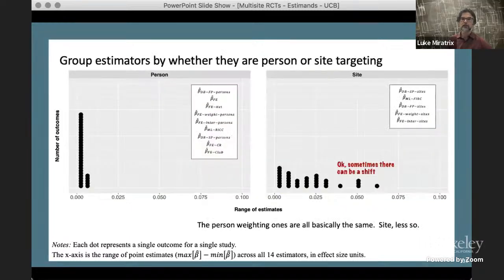If we group by whether they're person or site targeting, we see that for all of the person-weighted estimators on the left, it's really hard to change your estimate. You can sort of move them a little bit towards 0.01 in terms of a shift, which is not really that big of a deal. For the site average, however, that's where we see all of the larger shifts. We can move things a much larger amount on the site side.